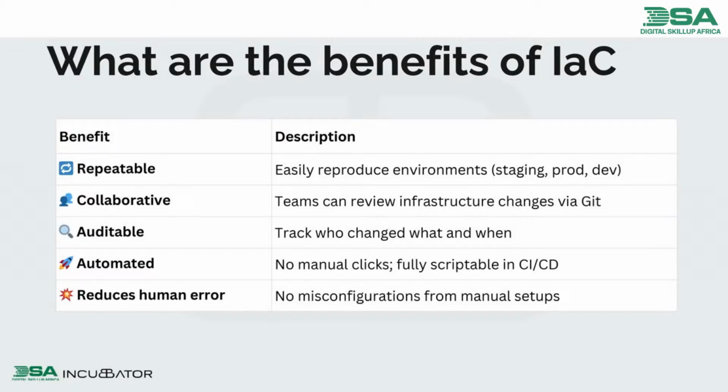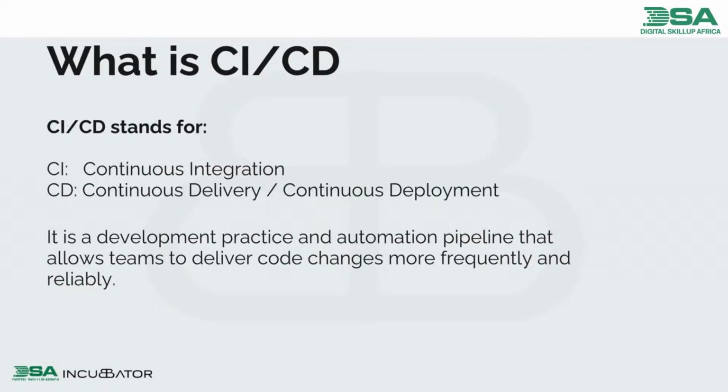So those are the things that you get from having IaC, that's infrastructure as code. Now we jump into CI/CD. We've been talking about CI/CD. We've mentioned it quite a number of times, but we have not defined what it is. I mean, what it is really.